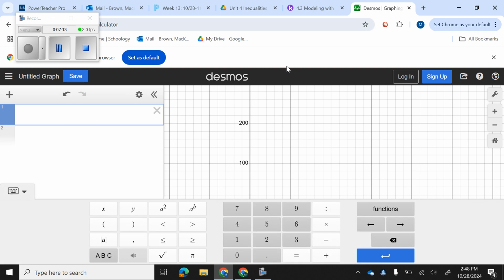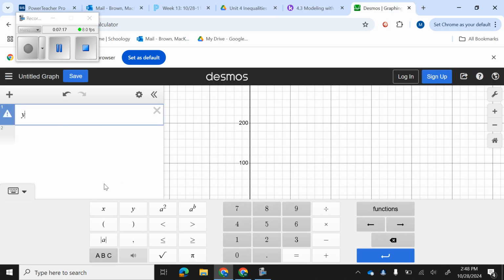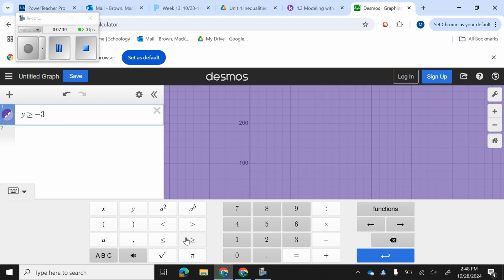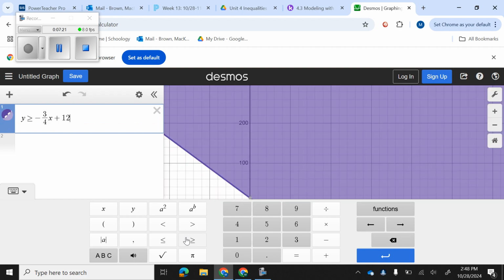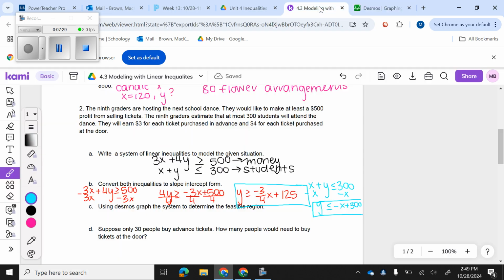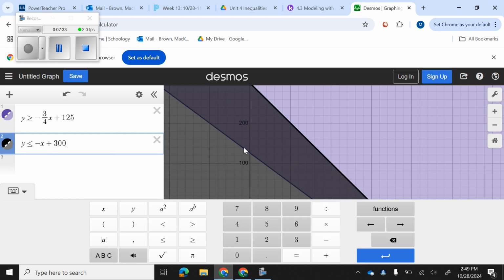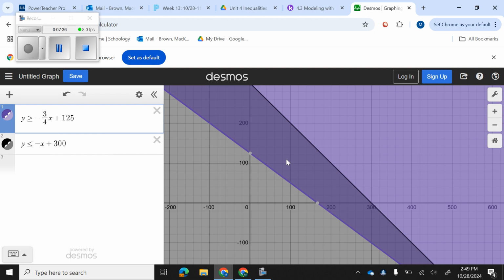All right, my first guy, I had y is greater than or equal to negative 3 over 4x plus 125. Okay, and my second guy, I had y is less than or equal to negative x plus, I think, 300. Yes. All right, so my feasible region is going to be right in here where they overlap. So you could pick any point in there where they overlap.